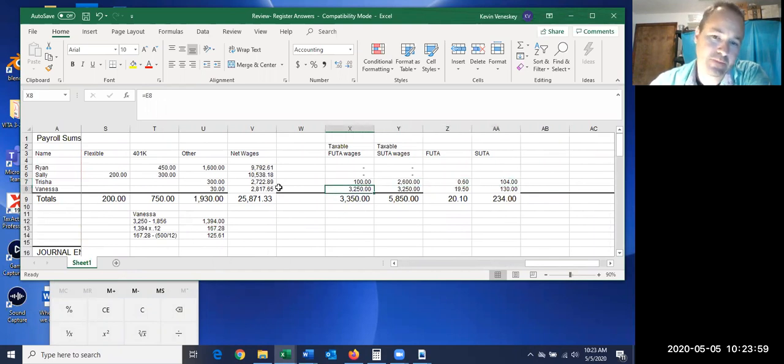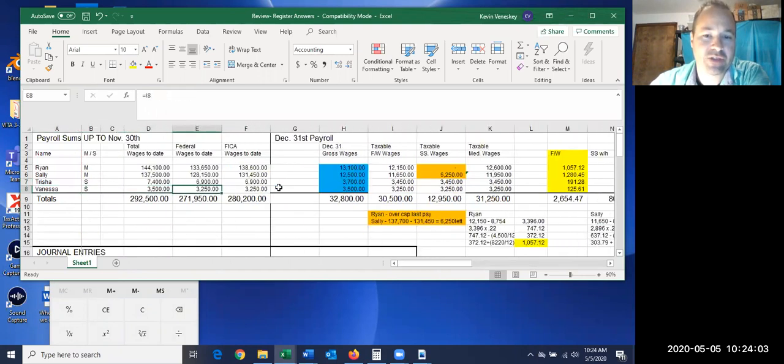For FUTA, they are the same. They're the federal wages. They're the 3,250 here. And that's simply because if I take 3,250 plus this current wage, 3,250, I still don't hit the FUTA cap. So all of my current federal wages are taxable.